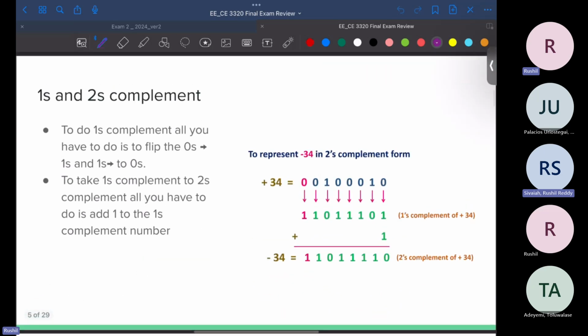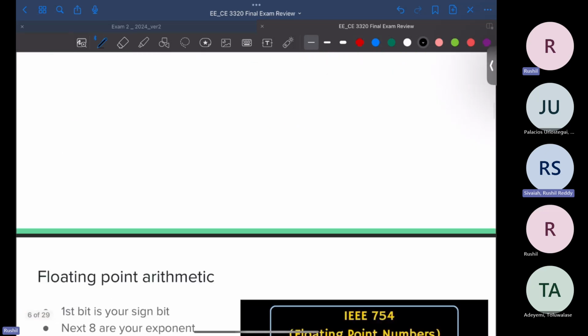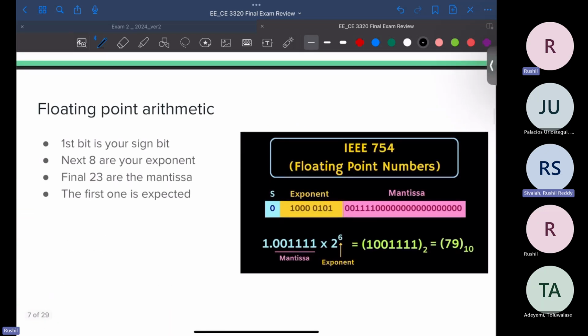But okay, so next is 1's and 2's complement. Generally in digital logic, you're going to use your 2's complement more than your 1's complement, just because 2's complement is how most people do their negative numbers. For 1's complement, all you're going to do is switch your zeros to 1's and your 1's to 0's. You can see that here. And then to go from 1's to 2's, you're just going to add a 1. Any questions on those? Okay. I don't think I put any questions for that, but okay.